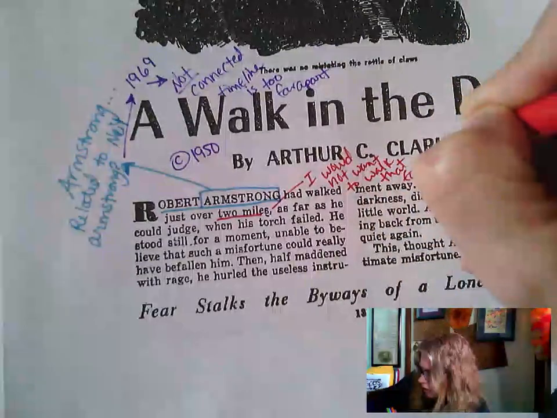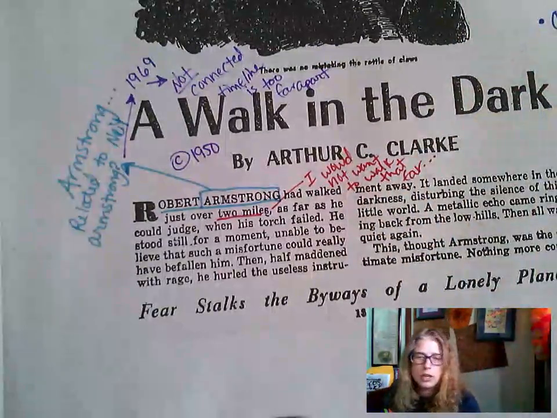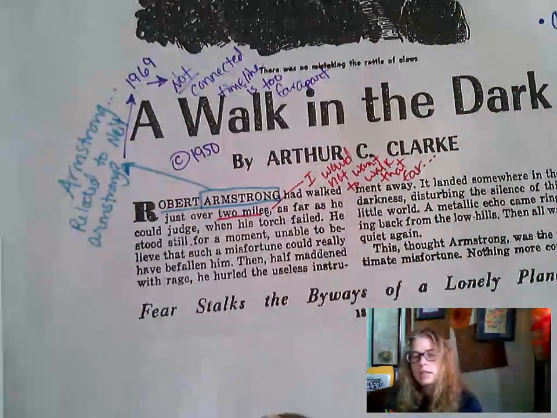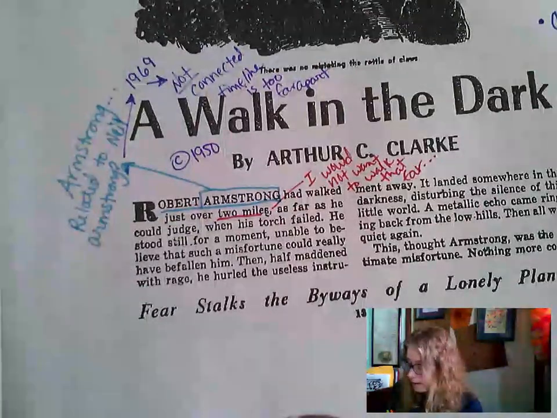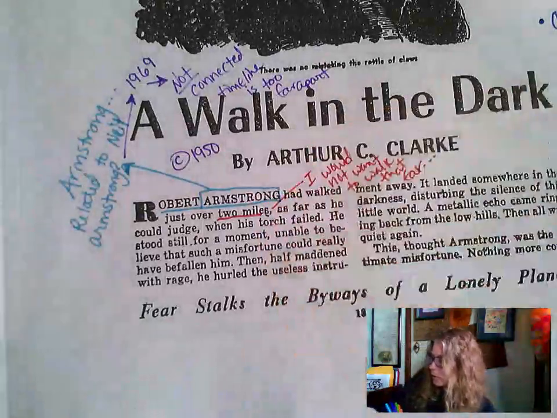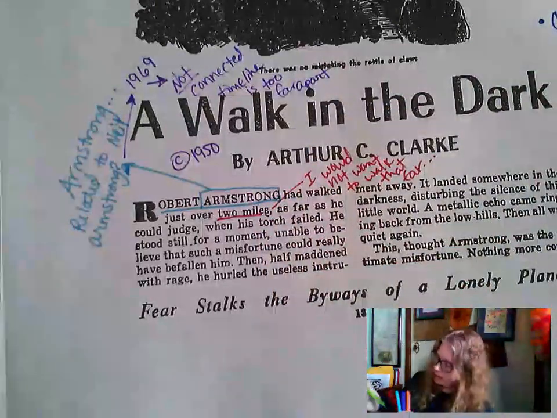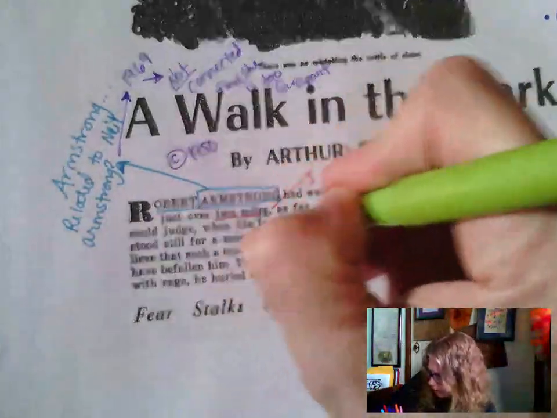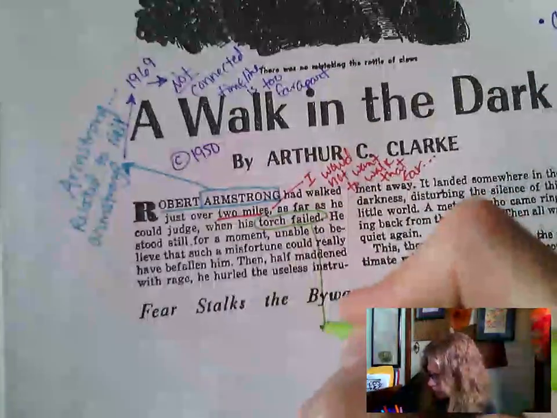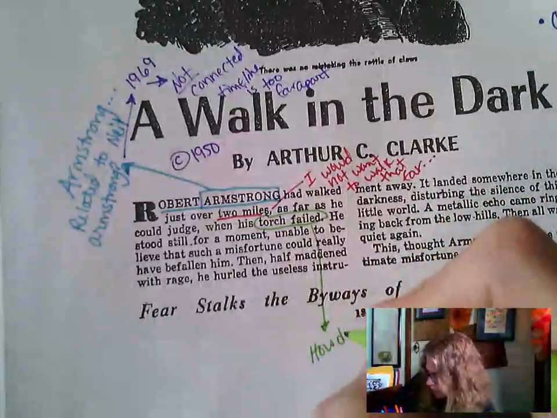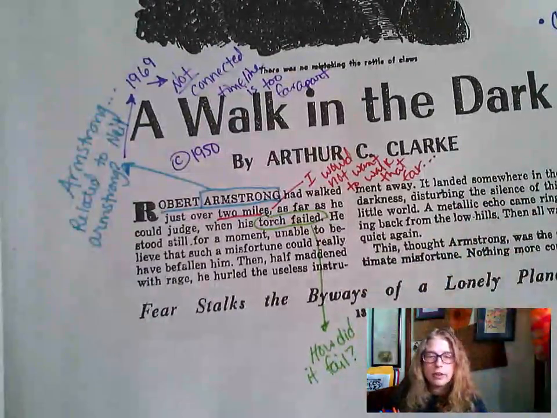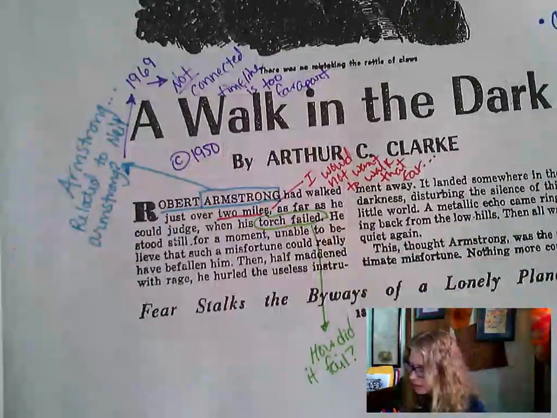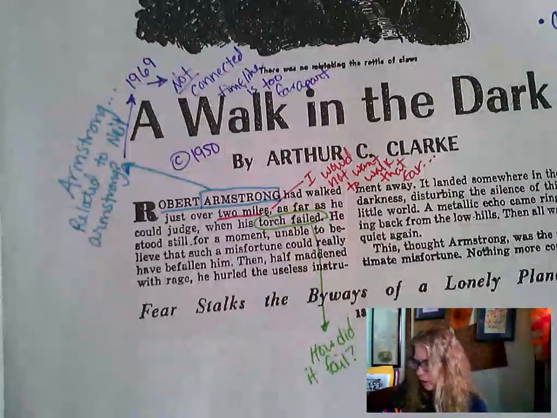So, it's perfectly okay for you sometimes to interject your own personality into an annotation. What is the character going through that you understand or you don't understand or that you want more ideas on? "When his torch failed." So that leaves me with a question. My main question is, how did it fail? Which I might find more out as I read, so I'm just going to write that question down and leave it. "He stood still for a moment, unable to believe that such a misfortune could really have befallen him."